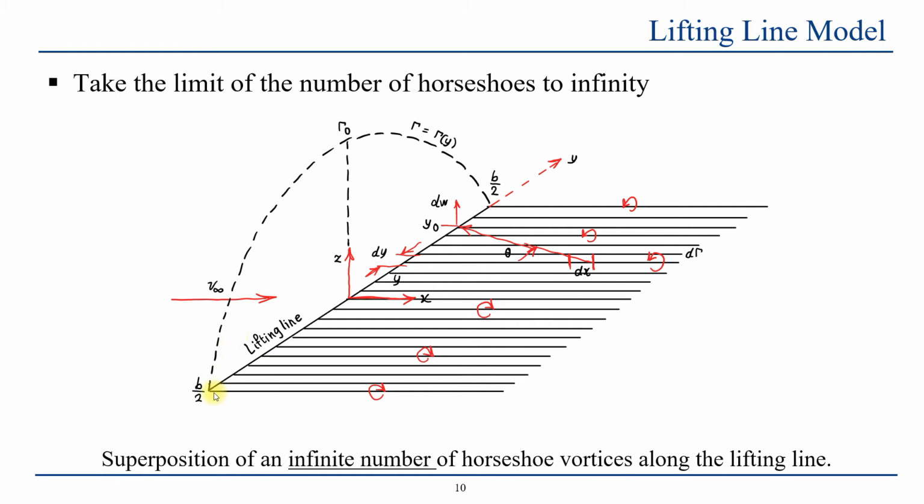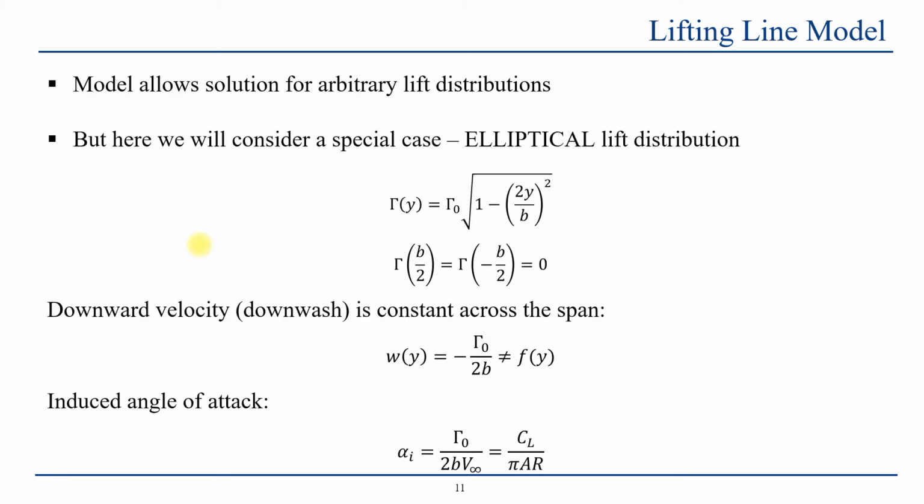And as you can see, it looks like an elliptical distribution. And this gives us a function of gamma equals gamma of y, which means gamma, or circulation, is going to be a function of the y-axis, or the location on the span, with the maximum value of gamma naught, or gamma 0. Now the lifting line model allows solution for arbitrary lift distributions. But here we will consider a special case, that is the elliptical lift distribution.